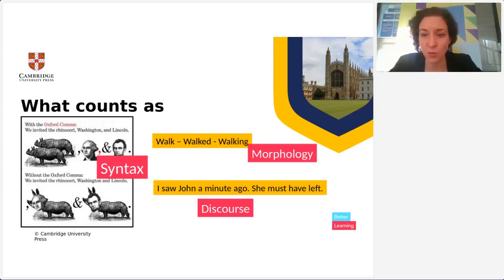They definitely don't need to know this in grade 5. Right? There will be word formation, but for some other reason, for the use of it. And the last one: "I saw John a minute ago. She must have left." The same John who went to the cinema. And here it's about discourse. Yeah, the discourse level also is about grammar, but also is about cognitive linguistics.